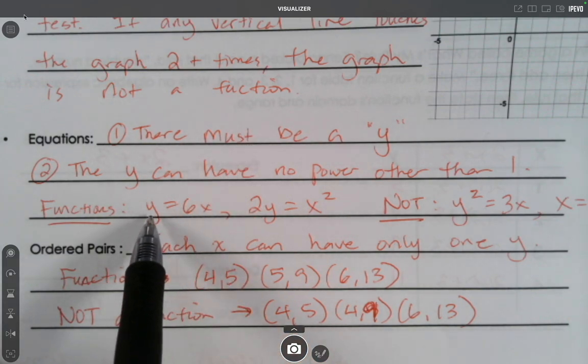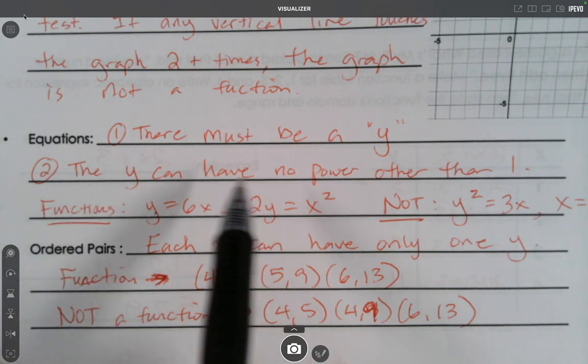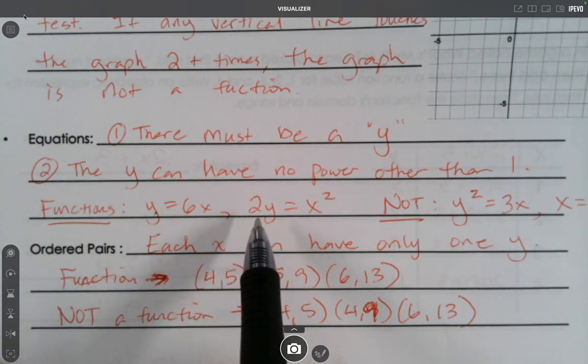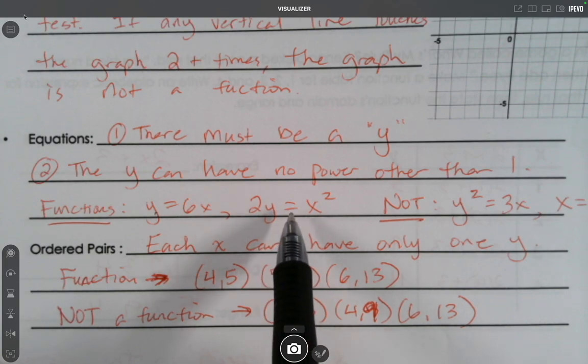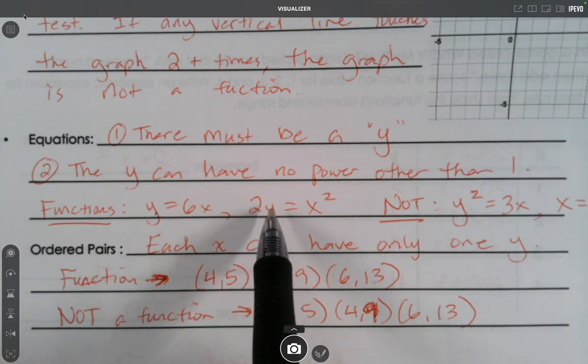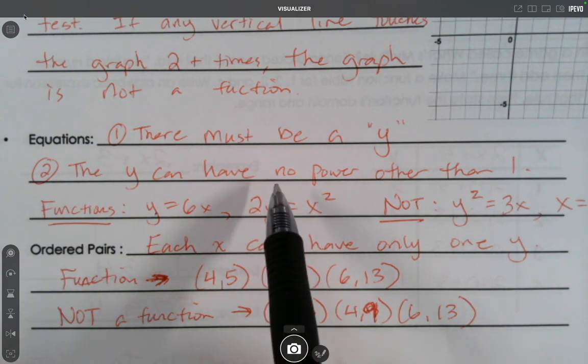So if you look at this one, there's a y, and it has a power of 1, understood power. So both are true, it is a function. Okay, here there is a y. It has no exponent except the understood 1, so this is also a function. So you see it's fine if something is being multiplied by y. It's also fine if x has exponents, but y cannot.